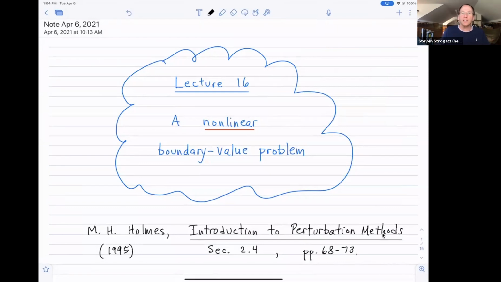Right, so we're at lecture 16, and as I say, we're going to talk about a nonlinear boundary value problem. You can read about it in Mark Holmes' book, Intro to Perturbation Methods. The copy of it that I have has seen a lot of good use. My version is the 1995 version, but there's at least an edition out as of 2013, so you may find different page numbers if you look at the latest versions. Anyway, in the old version, it's section 2.4, pages 68 to 73.